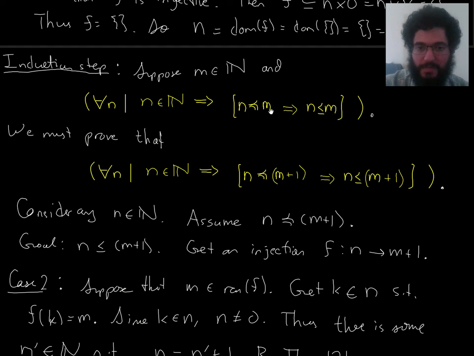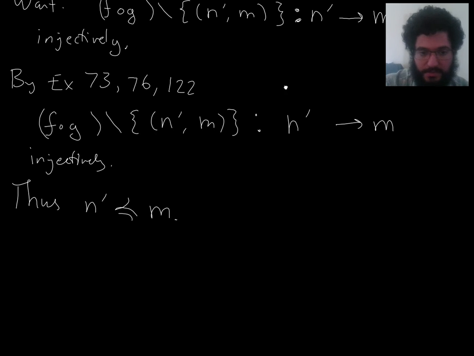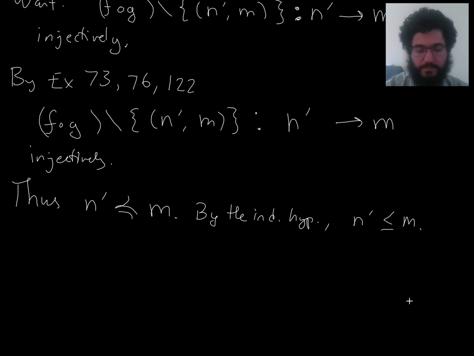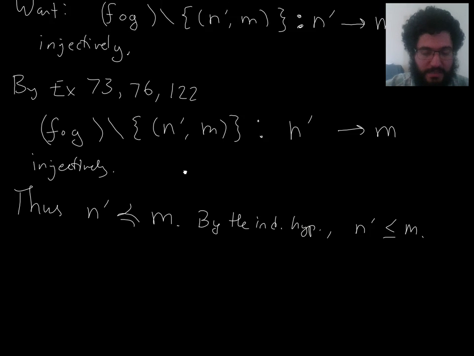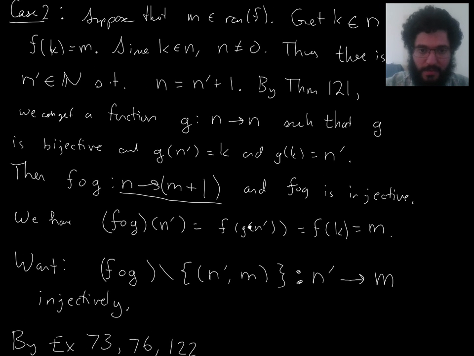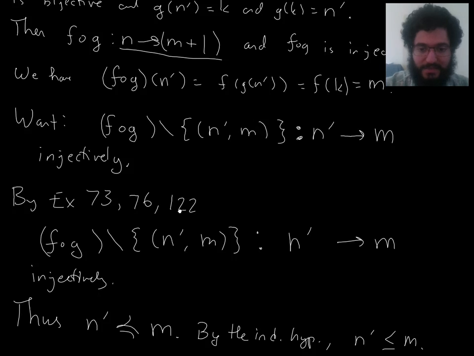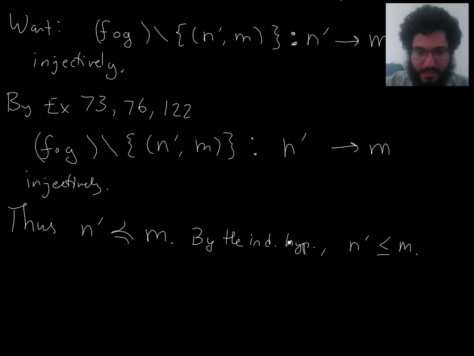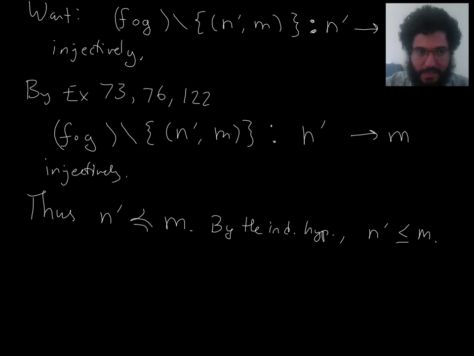So we've got n prime injects into m, and so therefore by the induction hypothesis, n prime is less than or equal to m. All right, now remember that n prime is something which plus 1 gives you n. And our goal is to get n is less than or equal to n plus 1. So now I can just plus 1 both sides of this inequality.